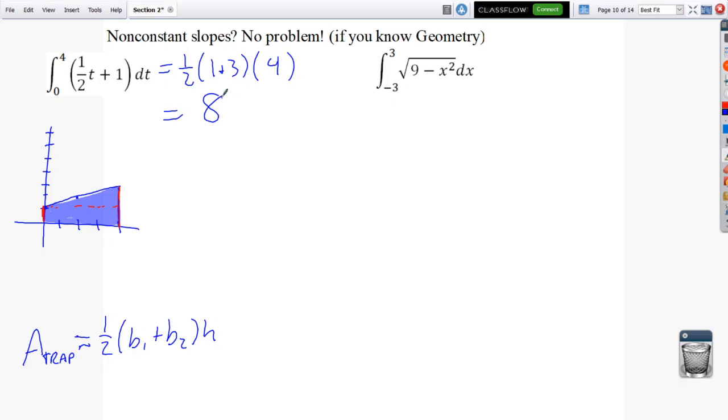Awesome. Now looking over here, I've got the integral from -3 to 3 of the square root of 9 minus x squared dx. Again, it's going to be helpful if you know how to graph certain things. I happen to see that the integrand right here is in the format of y equals the square root of r squared minus x squared. I happen to know that this is the equation of a semicircle.